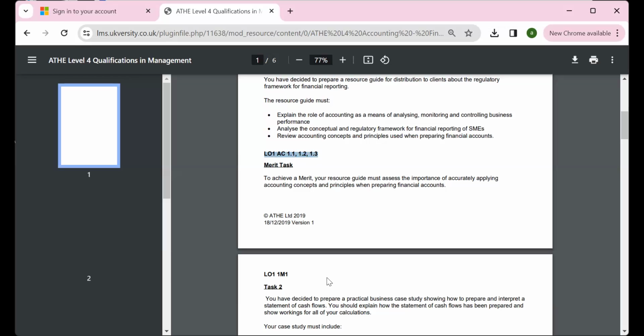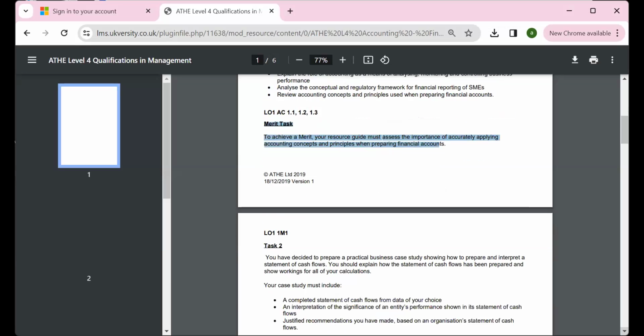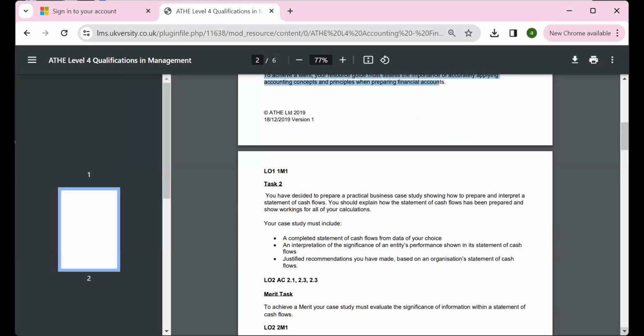If you want to work towards the merit criteria, make sure you follow the merit criteria, the importance of accurately applying the accounting concepts like prudence, accrual, and going concern. Accrual is known as the matching concept. Each year's transactions should be recorded, and if you add examples, you are meeting the criteria of merit.